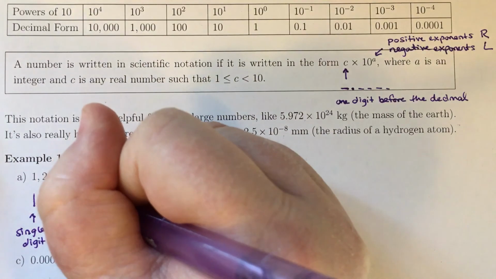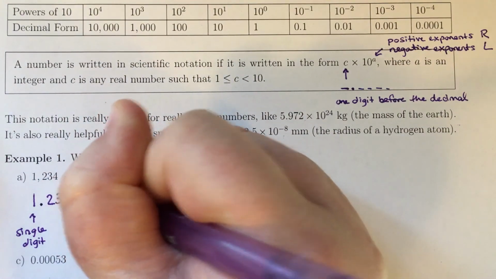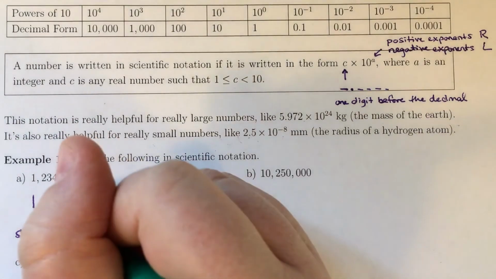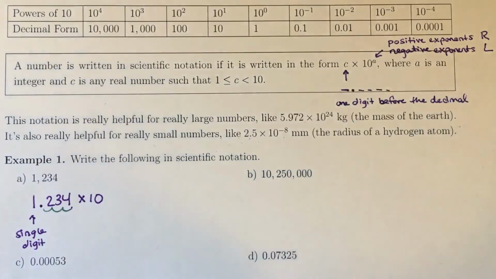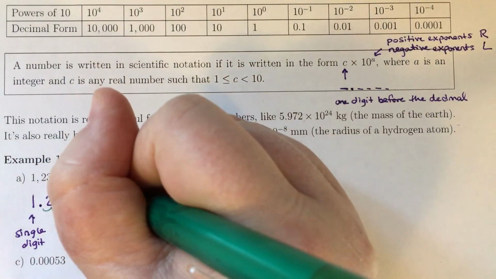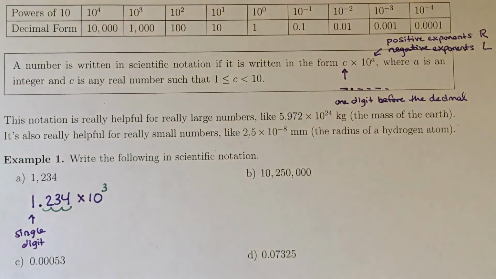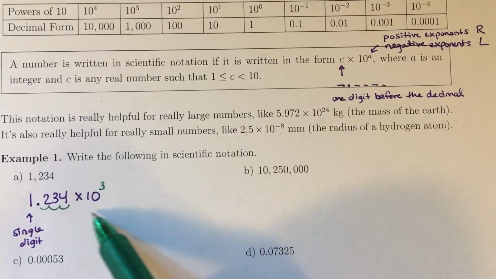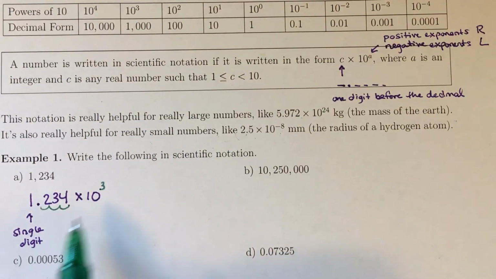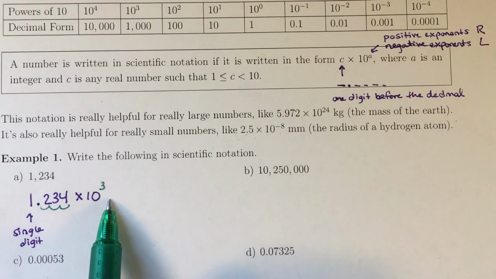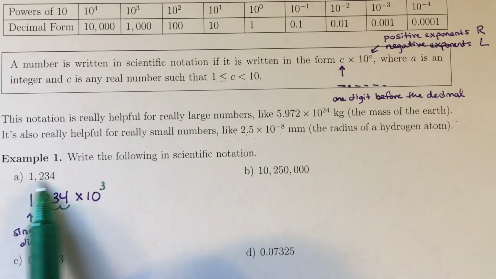Then we need to figure out what exponent on 10 we need to multiply by to make 1,234. In other words, how many decimal places do I need to move to make it go back to 1,000? And in this case, it'd be 3 decimal places. And this makes sense because 10 cubed is 1,000. So we're multiplying this number by 1,000 to make it a number in the thousands.